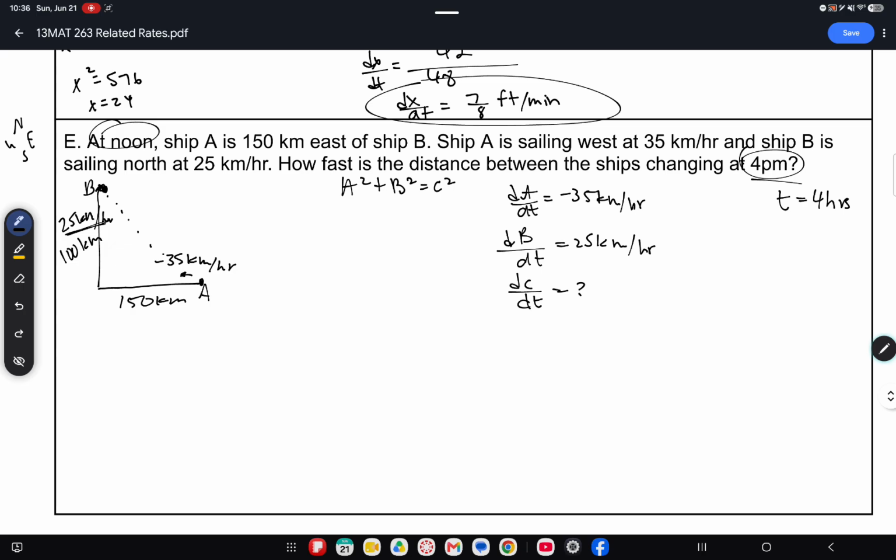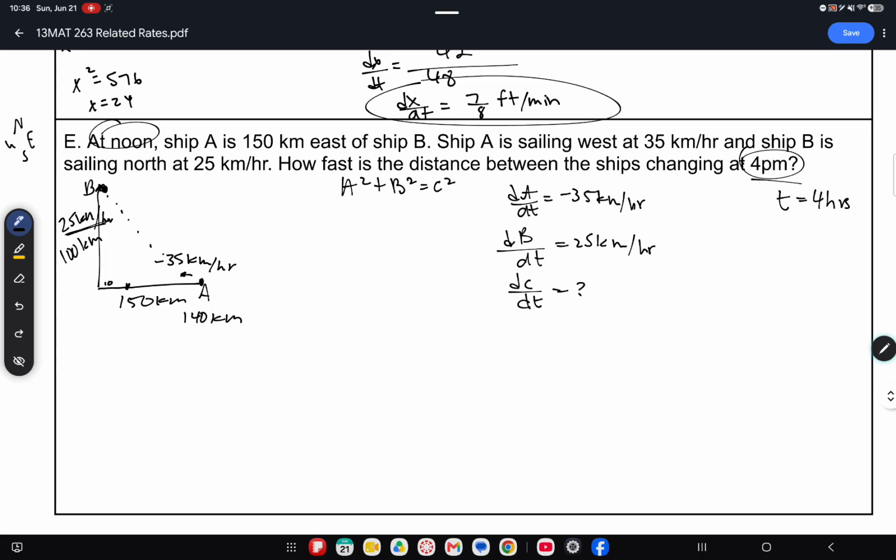And I gotta think, 35. 35 times 4 is 140. So A is 140 kilometers. So distance-wise, if this whole thing is 150, we have 10 kilometers here. Might need it, might not. We'll find out.